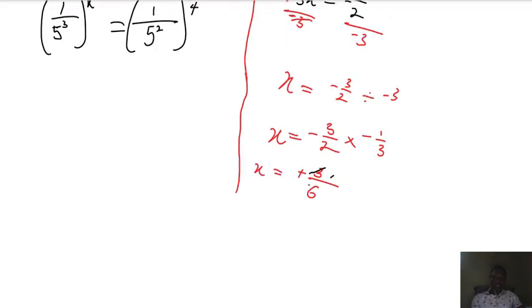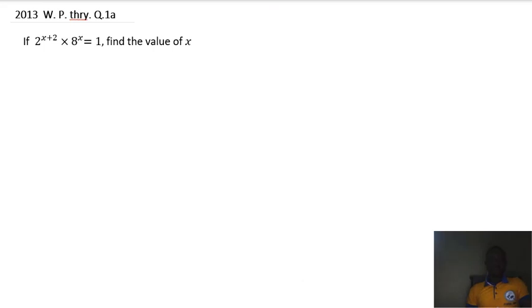3 will go into itself 1, and it will go into 6, 2 times. So we have x to be equal to 1 over 2. Therefore we got x to be equal to positive 1 over 2.